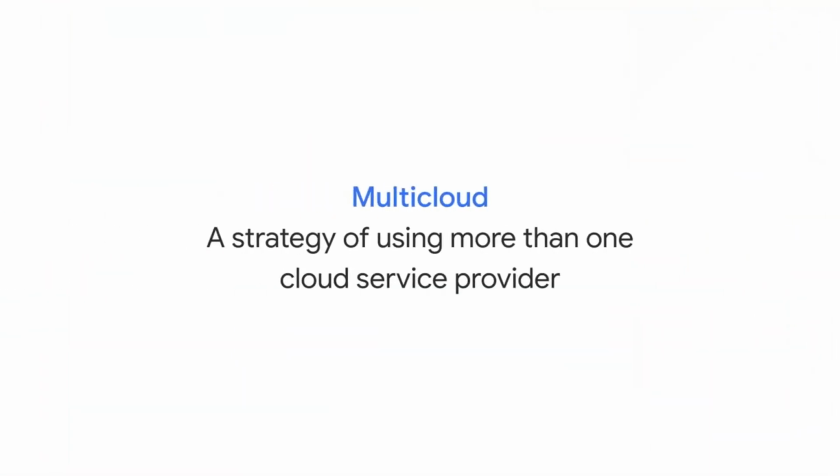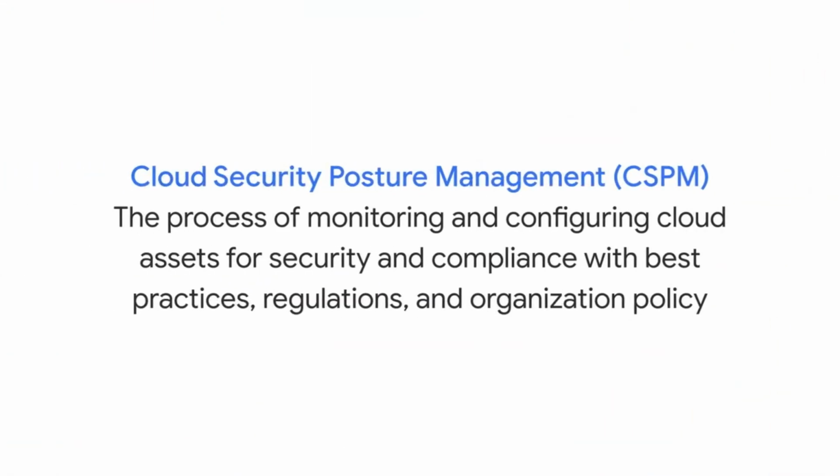With so many possibilities, your organization may choose to use a multi-cloud environment. Multi-cloud is a strategy using more than one cloud service provider. In a multi-cloud environment, it's extra important to have an effective monitoring system to track your organization's security posture and alert you to threats as quickly as possible. Cloud Security Posture Management, or CSPM, is the process of monitoring and configuring cloud assets for security and compliance with best practices, regulations, and organization policy. CSPM tools automatically scan cloud assets and alert security teams if a potential issue is found.